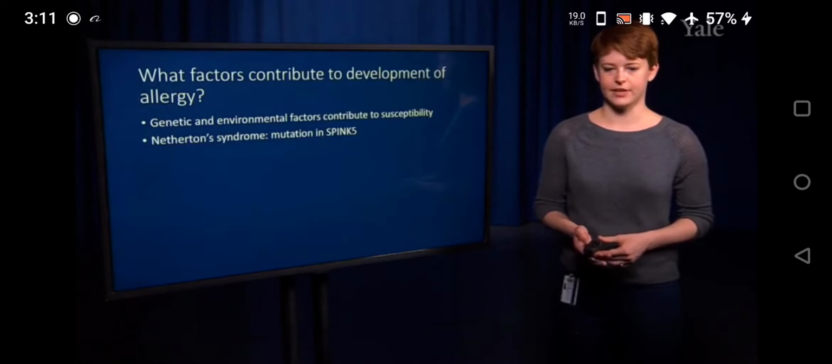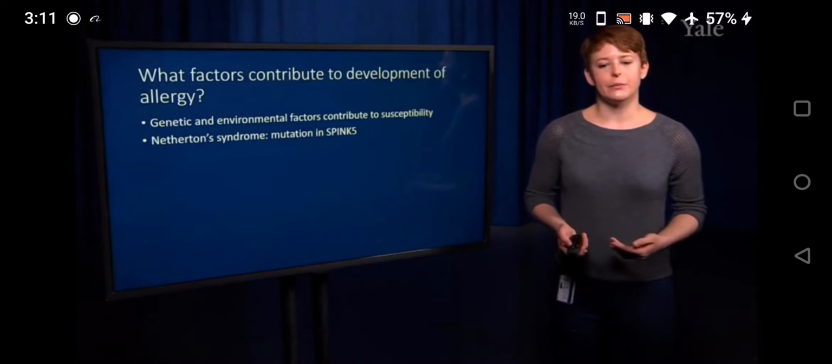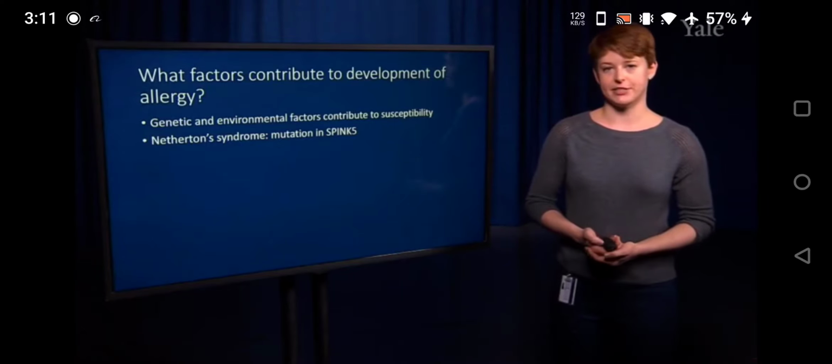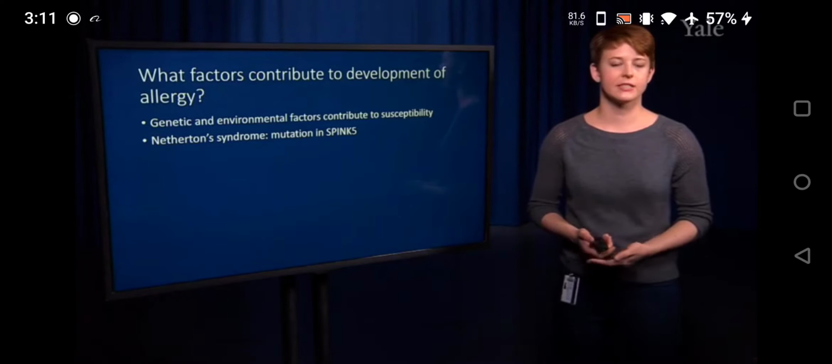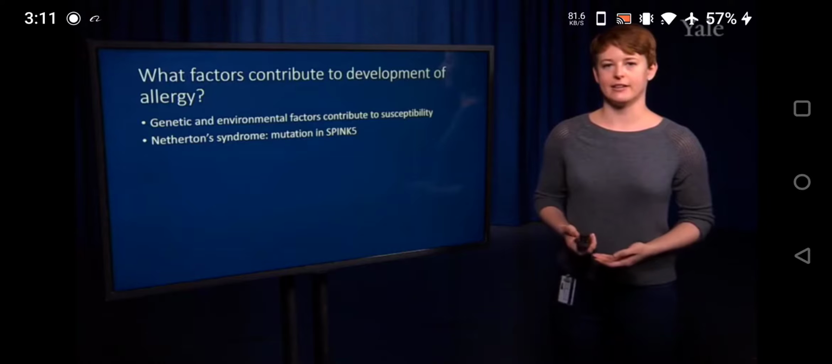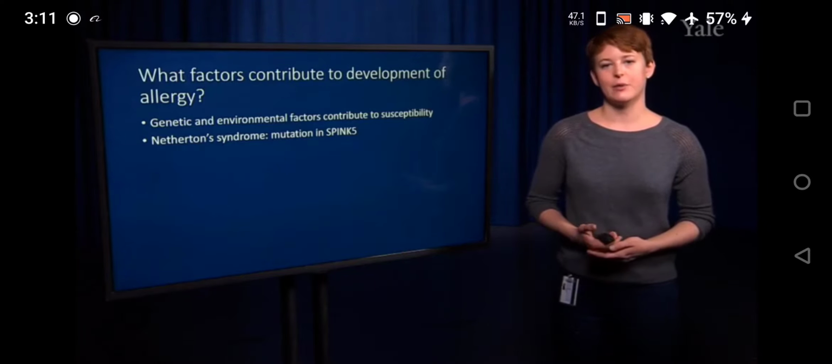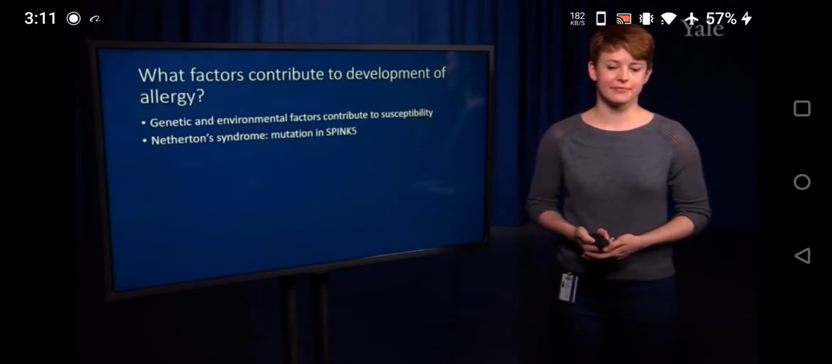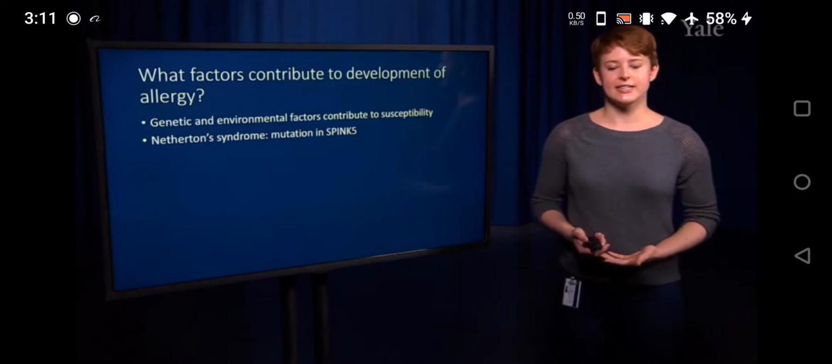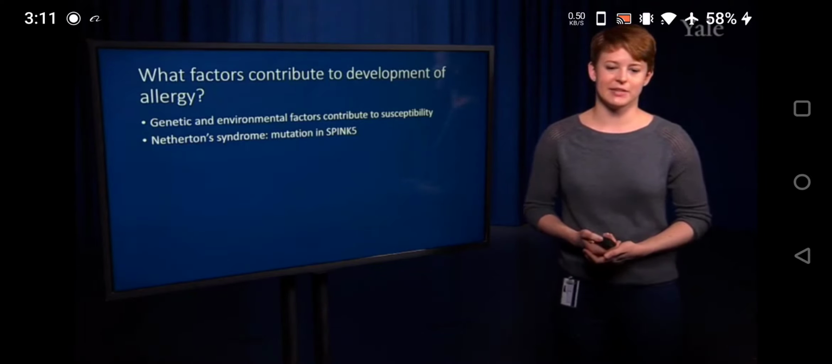Okay, so which factors then contribute to the development of allergy? So not everyone that encounters an antigen will become allergic to it. So as you might expect, there are genetic and environmental factors that contribute to susceptibility to allergy.